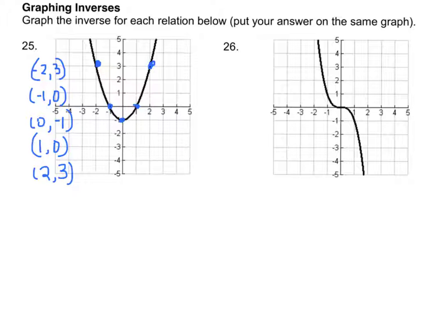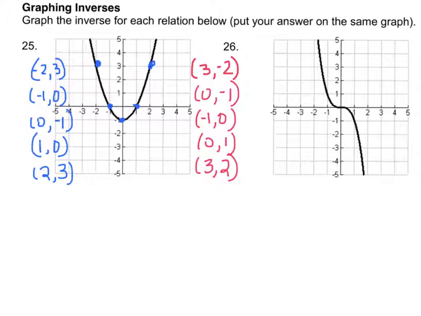And remember, if you have a set of ordered pairs, just like on the first slide, how do you find the inverse? You just switch those ordered pairs. So I'm going to write my new set of ordered pairs over here on this side. So this one, we switch this xy, and it becomes 3, -2. Same thing for the next point. Switch those, 0, -1, and so forth. Okay, there they are, and now we just have to graph it.